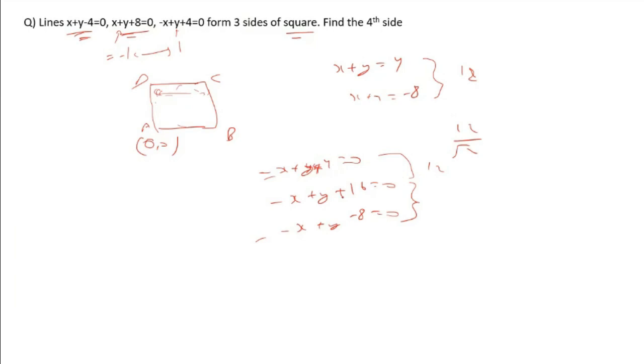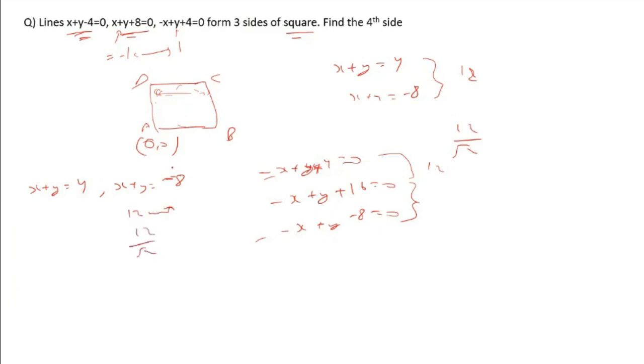Sure, absolutely. Let me just write these two equations separately. x plus y equal to 4, x plus y equal to minus 8. I know these two lines are parallel. So let's say these represent these two lines. It really doesn't matter, but these are parallel lines, separated by 12. This is 4, this is minus 8. Separated by 12 units. Or if you want to calculate the distance, it's separated by 12 upon root 2.